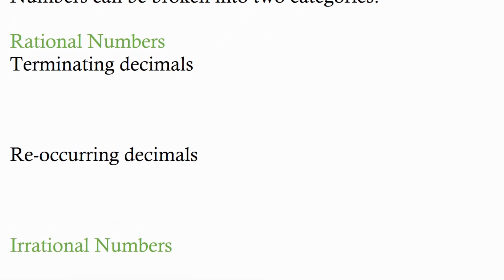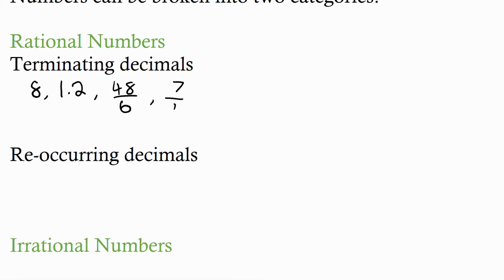decimals. Now this is probably what you're most used to, and these include numbers such as 8, 1.2. You have fractions such as 48 over 6 or 7 over 1. All right, they end. They have a point where they end, such as 1.2. There's no numbers after that.